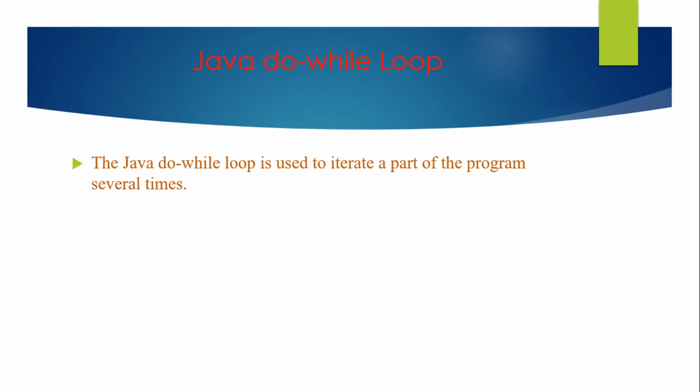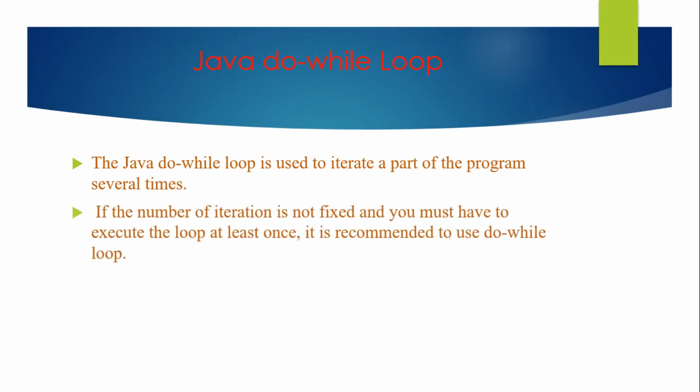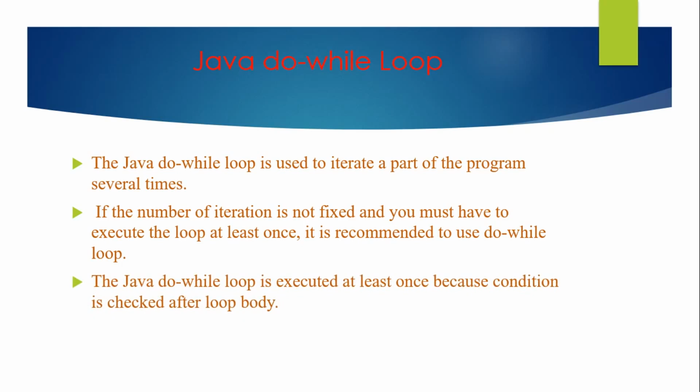condition remains true. If the number of iterations is not fixed and you must execute the loop at least once, it is recommended to use the do-while loop. The Java do-while loop is executed at least once because the condition is checked after the loop body.